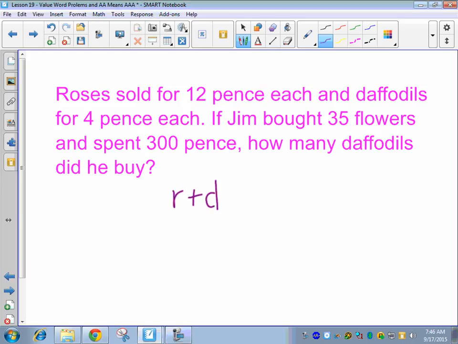R plus D equals 35. Good. There's the total number of flowers. That's just total flowers, right? We have a certain number of roses plus a certain number of daffodils is 35. The second equation has to be the value of all of them. So somebody else tell me the value equation, Ethan.